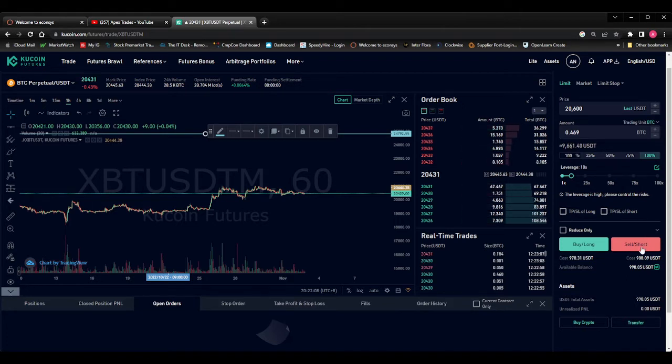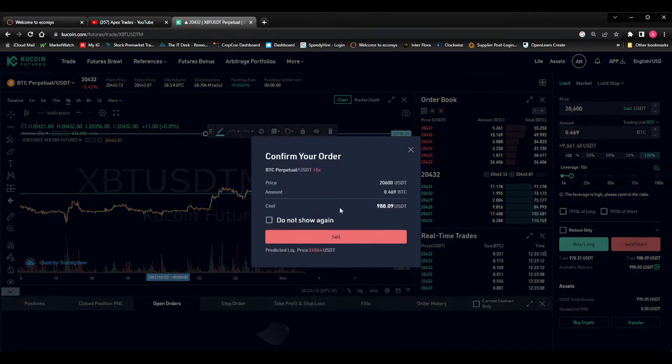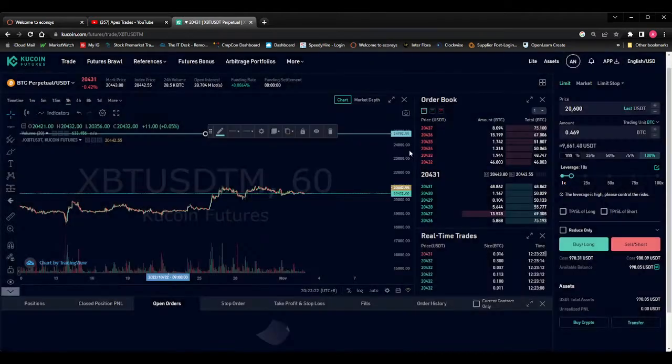But of course, what does that mean for the liquidation? What it ultimately means is the risk profile increases. So now, instead of 24,800 as our liquidation, we're now at 22,750. So let's just mark that.